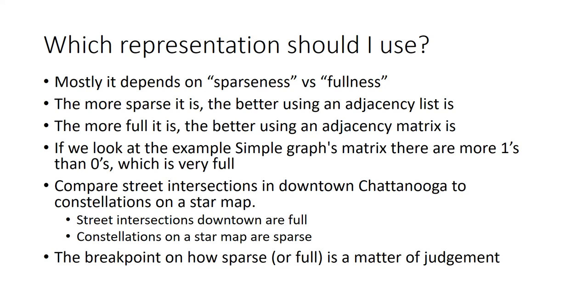So the break point of how sparse or full to switch, when should I switch? How full should it be for me to switch? It's really a matter of judgment, but we can always use either approach. In some cases, the matrix is going to get very full, and there is some overhead with the list that we avoid in the matrix. So if we have a mostly full graph, we're going to use less space actually using the matrix than the list. But we can use either one. And basically, which we pick has to do with this issue of sparseness versus fullness.